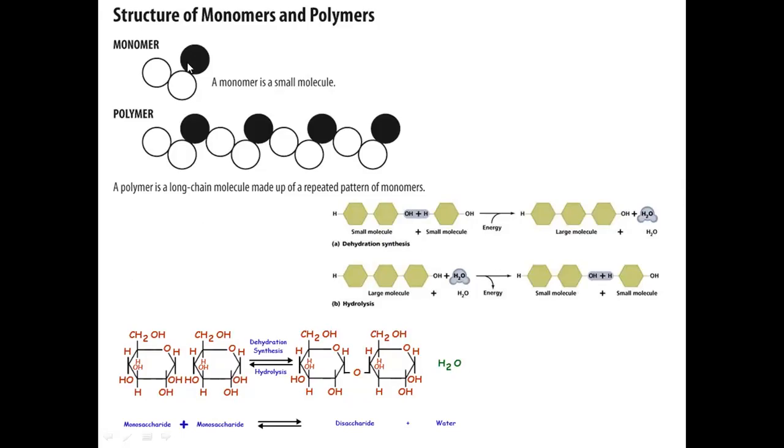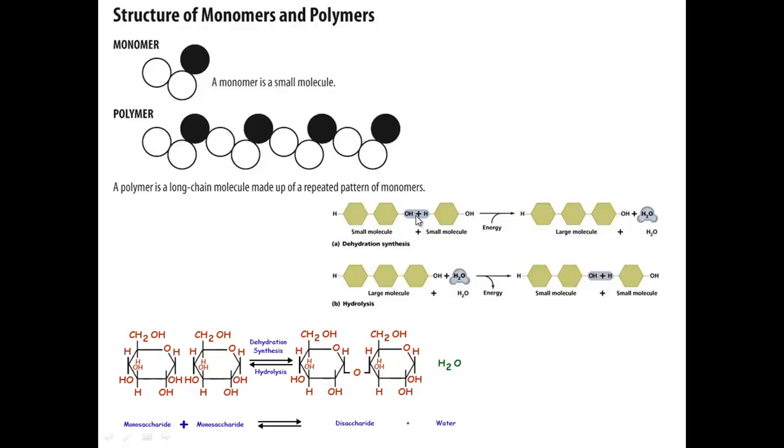Then we talked about monomers. Monomers are the basic makeup of all biological molecules. We call them polymers when they're put together. We take a polymer and break it apart with hydrolysis. We put monomers together with a process called dehydration synthesis.